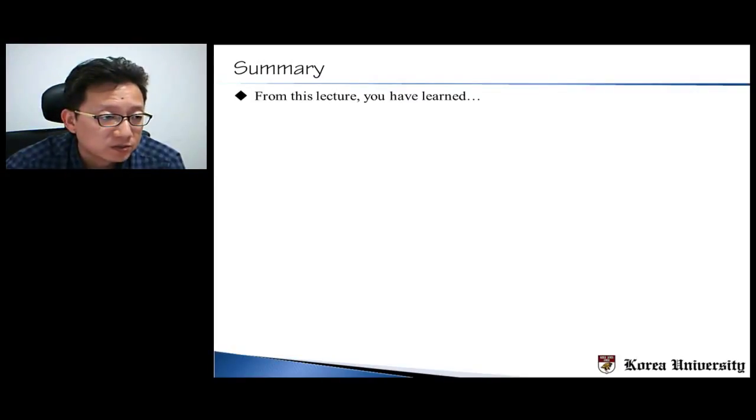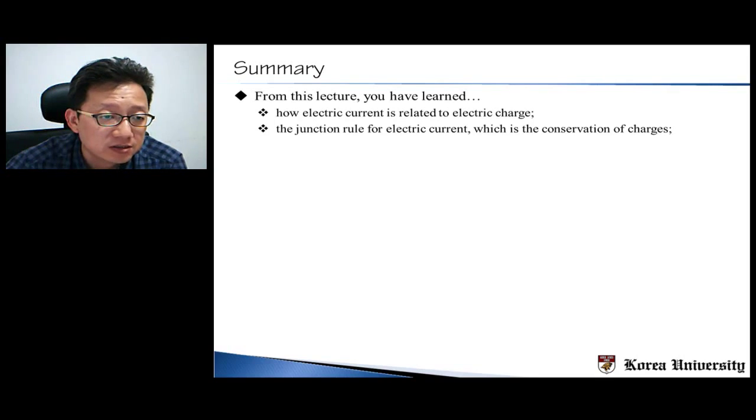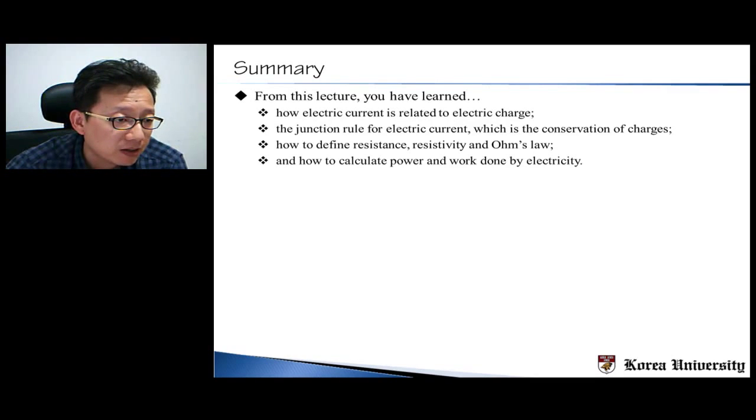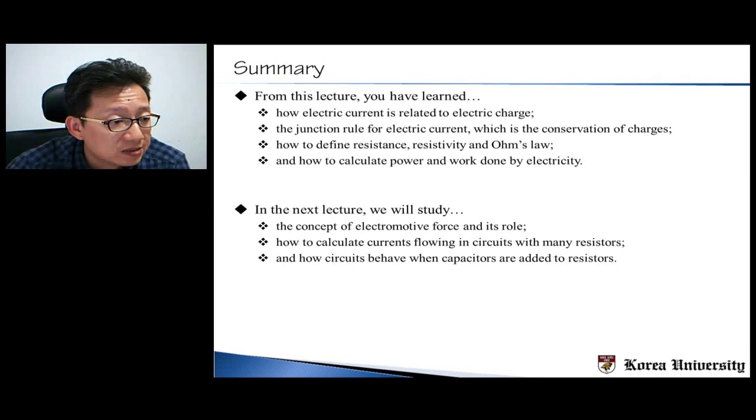Finally, let's make a summary. From this lecture, you have learned how electric current is related to electric charge, and the junction rule for electric current, which is related to the conservation of charge, and how to define resistance, resistivity, and Ohm's law, and how to calculate power and work done by electricity. Please make sure you understood all of these.